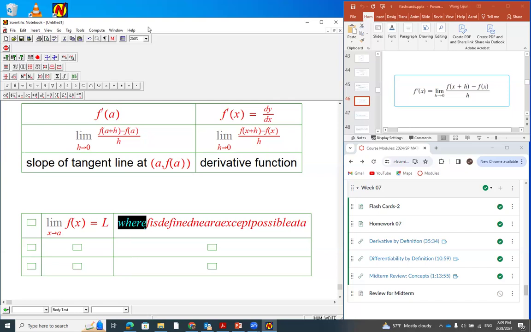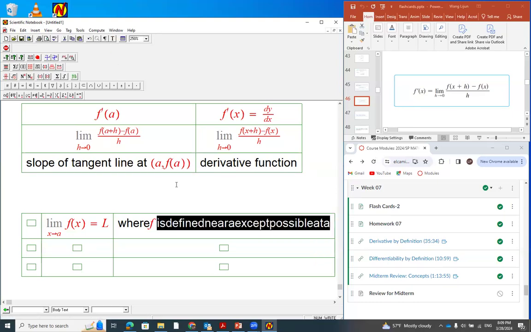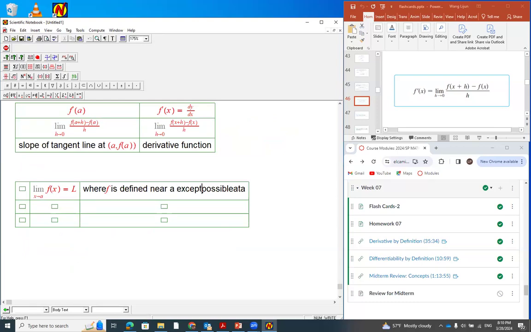This is the disadvantage of this software, so bear with me. This is defined near a except possibly at a. So that's going to be red. f is defined near a except possibly at a. I hope this is clear.